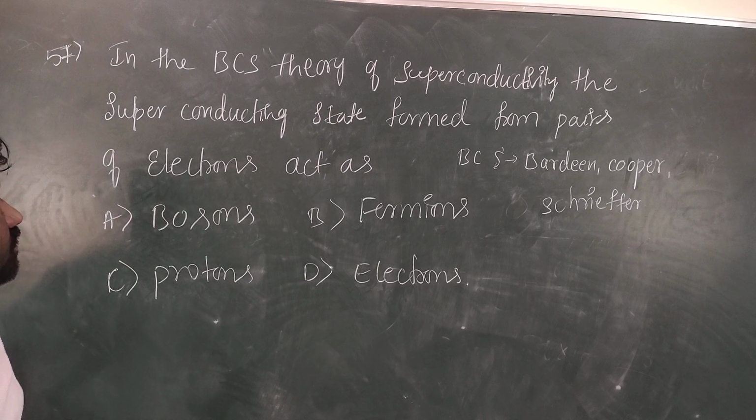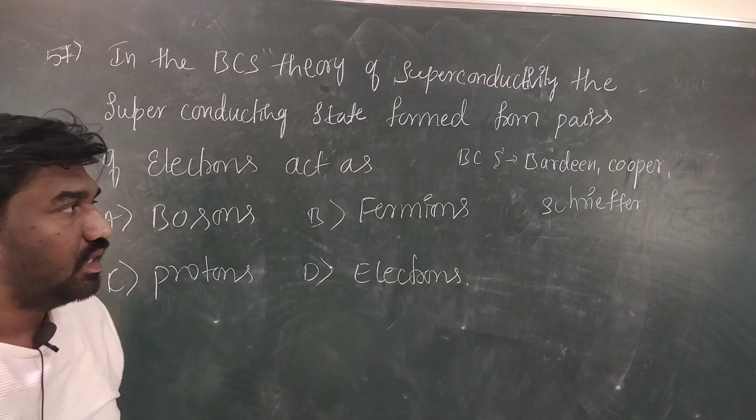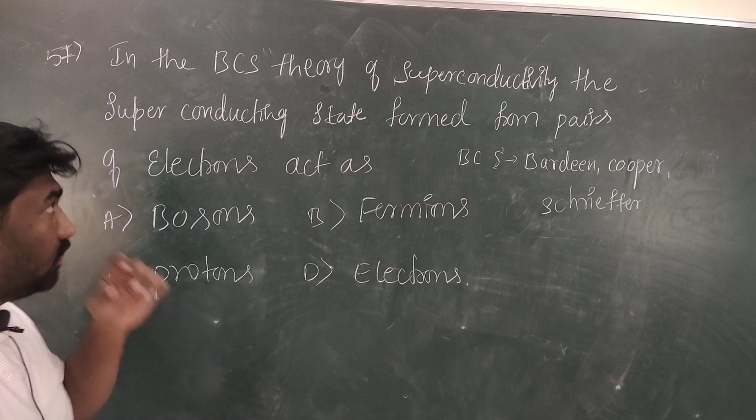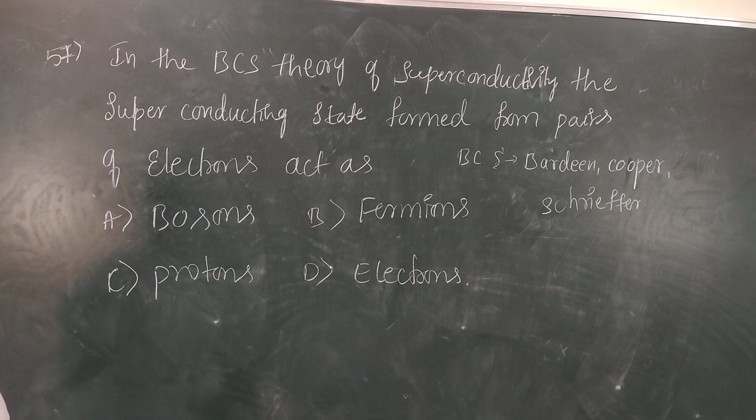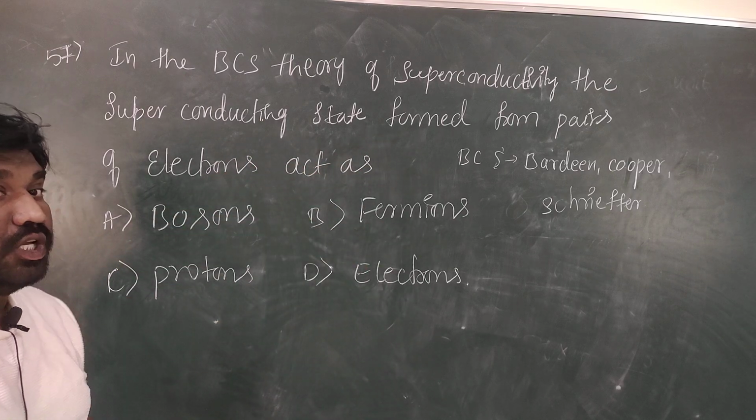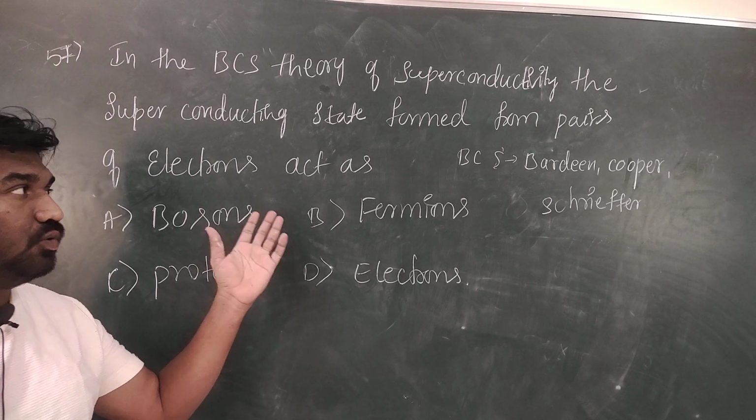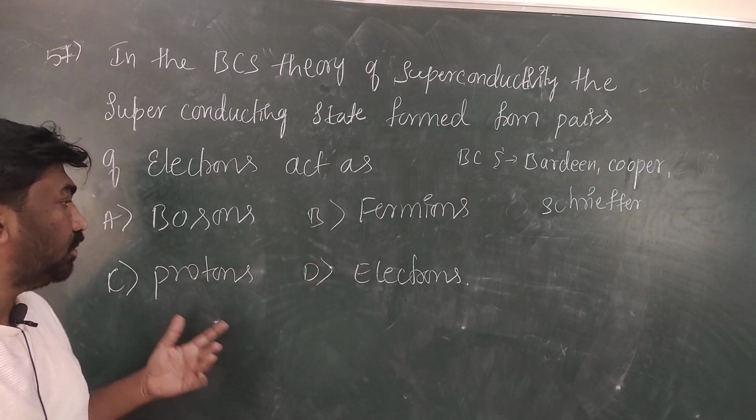So this is the question number 57. Again the question is based on superconductivity. In the BCS theory, meaning Bardeen, Cooper and Schrieffer, these are the 3 scientists. In honor of these scientists, you can call it the BCS theory. In superconductivity, the superconducting state is formed from what? According to these scientists, because of bosons, fermions, protons or electrons.